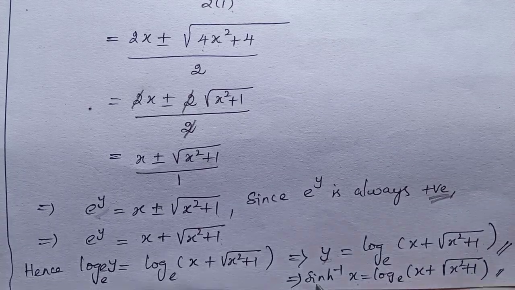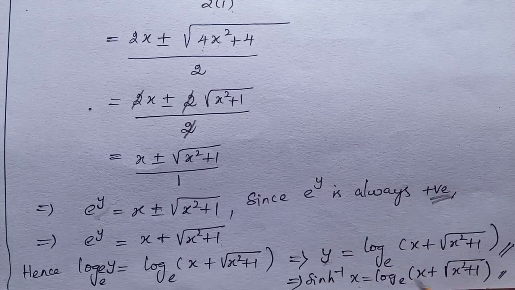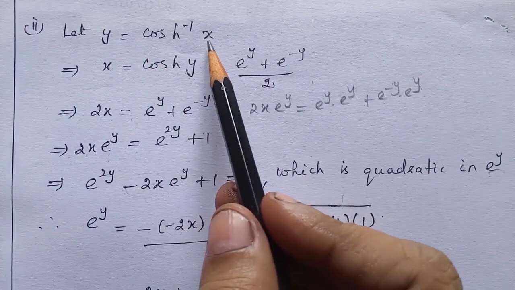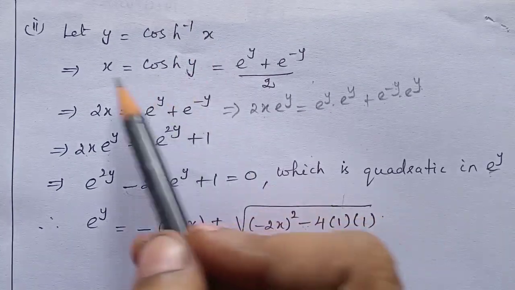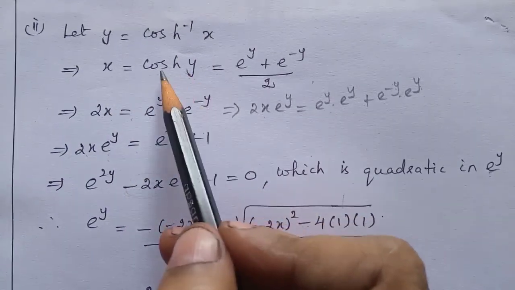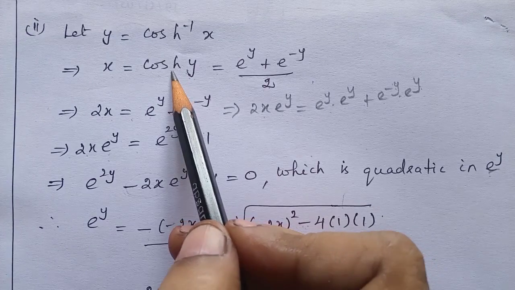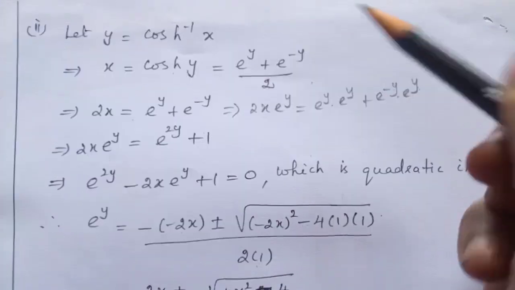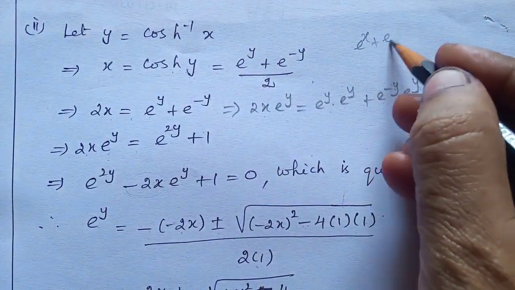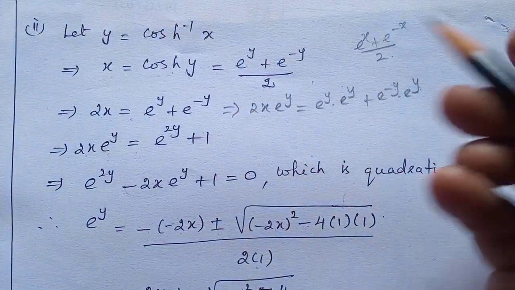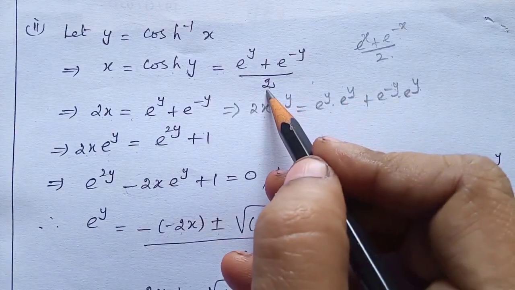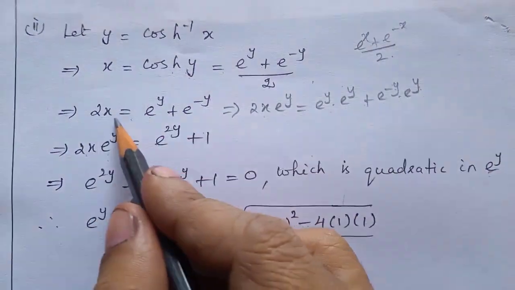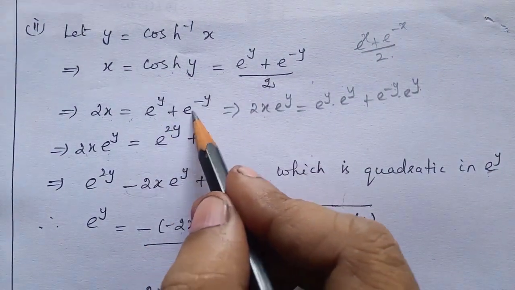So our result is sinh inverse of x equals log of x plus root of x square plus 1. Next, the result for cosh inverse x. Let us take y equal to cosh inverse x, which implies x equals cosh y. Already we know that in hyperbolic functions cosh x equals e power x plus e power minus x divided by 2. Here cosh y equals e power y plus e power minus y divided by 2. So 2x equals e power y plus e power minus y.